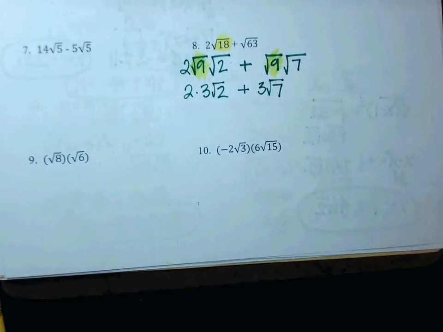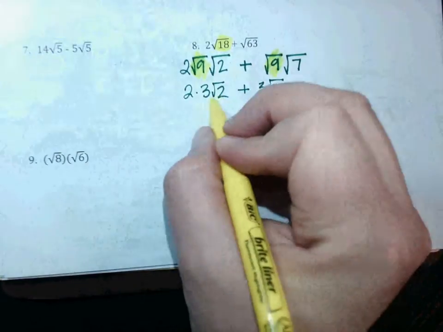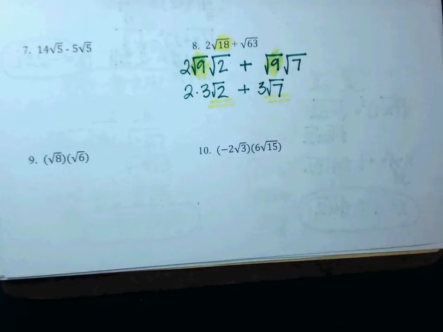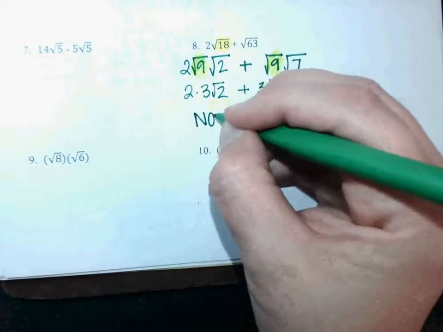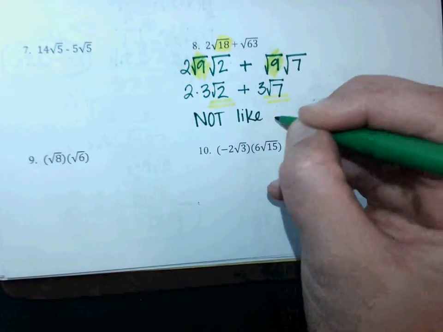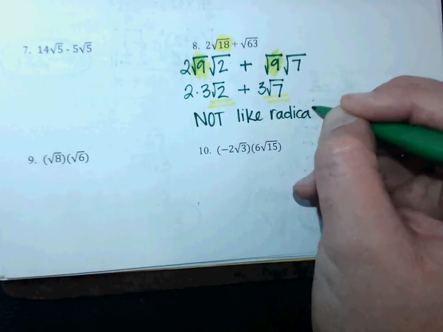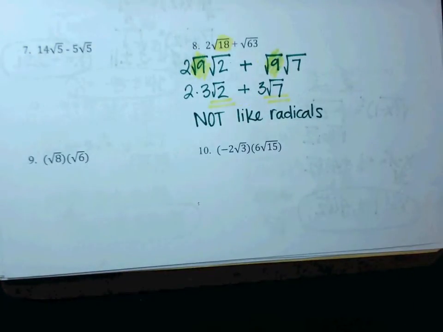It's a 6. Am I ready to keep going? Why not? Because it's not the same. Remember, you can only combine if this guy and this guy match. No like terms, or not like radicals would be the perfect answer, but if you put not like terms, that would be fine. Remember that multiplying and dividing, it doesn't matter. They don't have to match. But if you're adding and subtracting, they have to have the same radical. Okay?